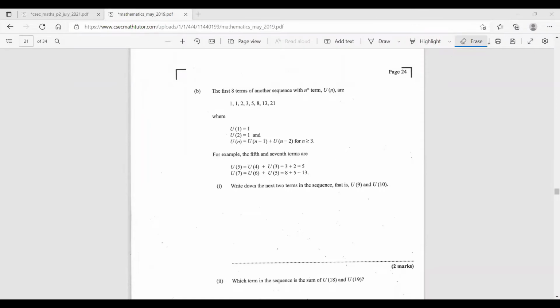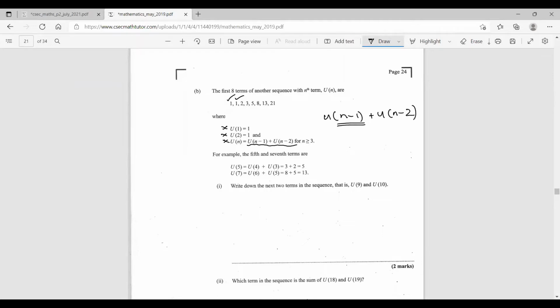Part B, the first 8 terms of another sequence with nth term, un, are 1, 1, 2, 3, 5, 8, 13, 21, where the first term, so remember this is represented by the term, right? So they are saying the first term u1 is equal to 1. Remember the answer is the term. The second term u2 is equal to 1. The third term, well, they didn't give us the third term. They gave us the pattern for the term. So to find any term, you say un minus 1 plus un minus 2.